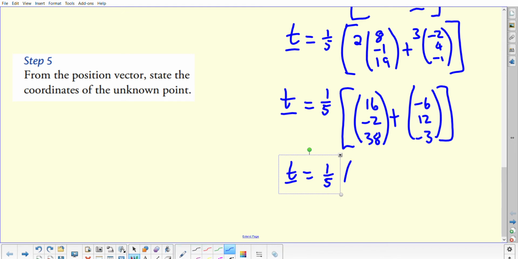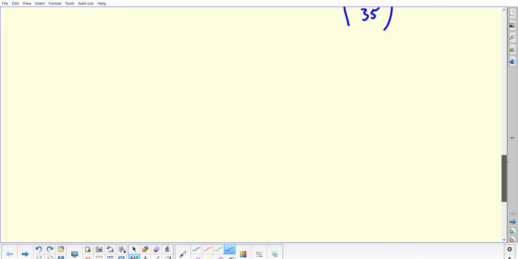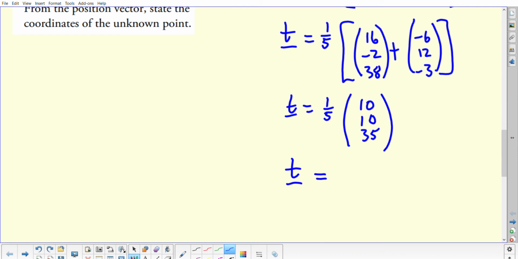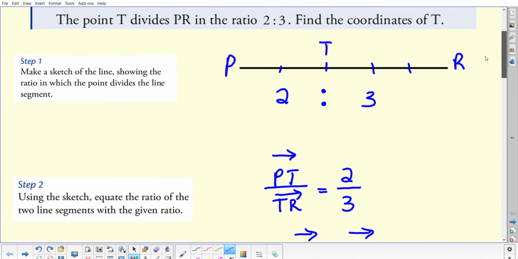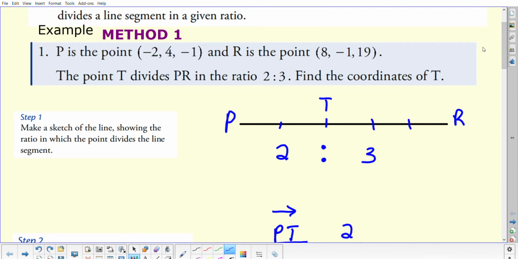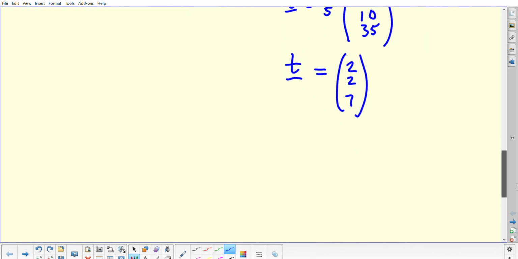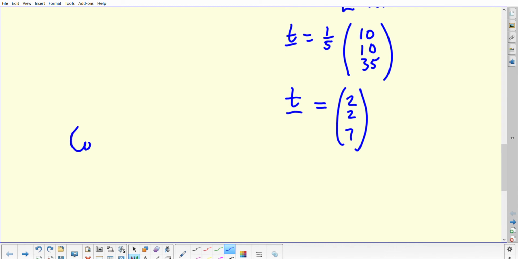So we get T equals 1/5 of (10, 10, 35), and that's going to give us that T, the position vector of T, will be 1/5 of all of that, so we'll get (2, 2, 7). Now the question is asking you to find the coordinates of the point T. If we've worked out the position vector of the point T, then we can write down the final answer: the coordinates of T will be (2, 2, 7).